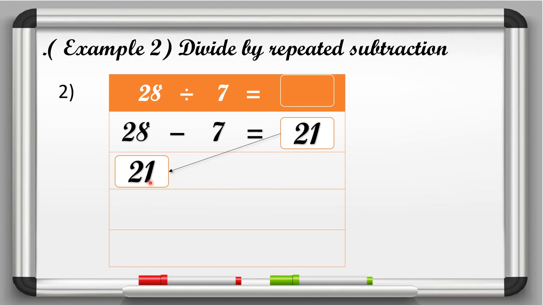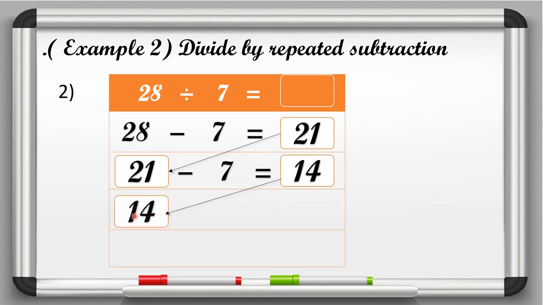Now we will again subtract 7 from 21. From what will we subtract 7 now? From 21, because we have 21 as the left over part. Now keep 21 in your mind and 7 on your fingers. Now again we have to do backward counting. 20, 19, 18, 17, 16, 15, 14. So we will write 14 here. Now we will write this 14 here. Now we will subtract 7 from 14.